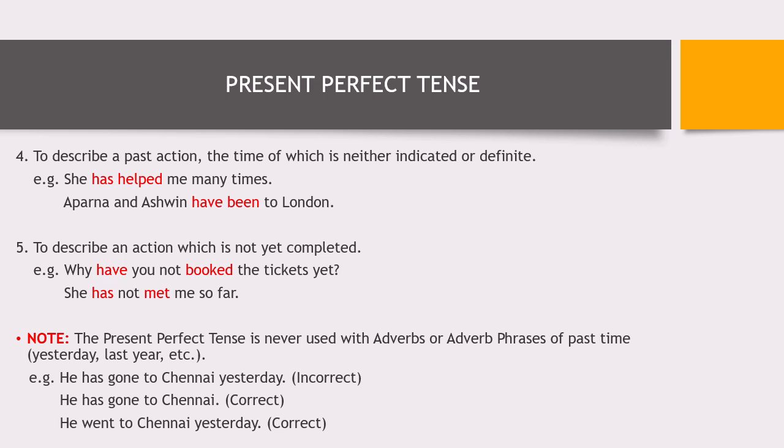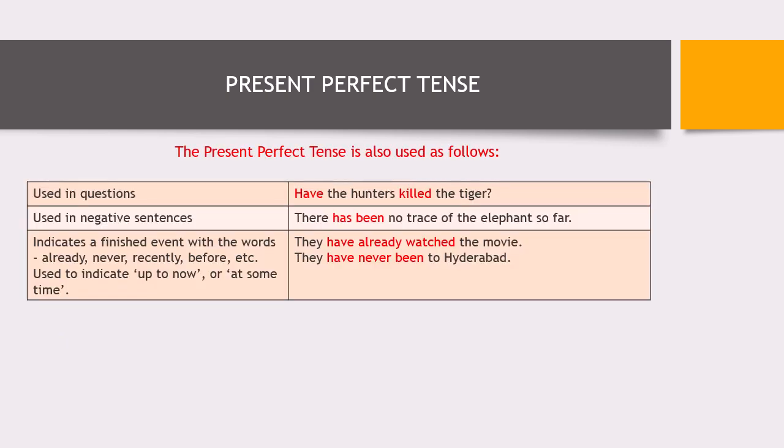Note: the present perfect tense is never used with adverbs or adverb phrases of past time, like yesterday, last year, etc. For example, he has gone to Chennai yesterday. Incorrect. He has gone to Chennai. Correct. He went to Chennai yesterday. Correct. Present perfect tense. The present perfect tense is also used as given in the table.